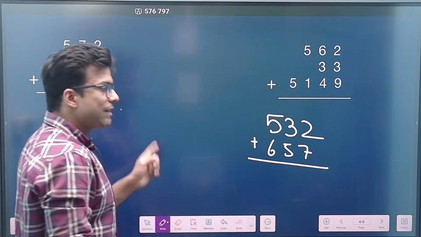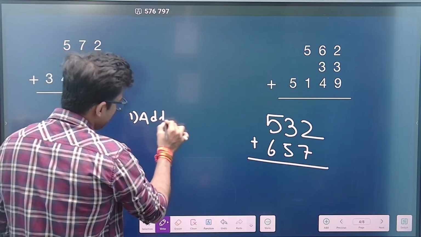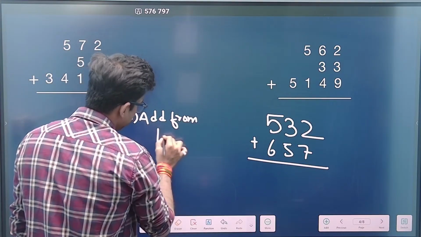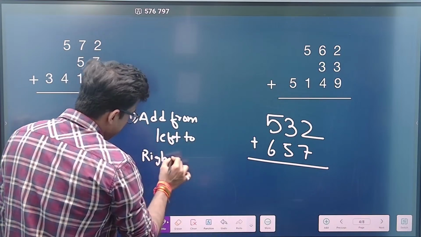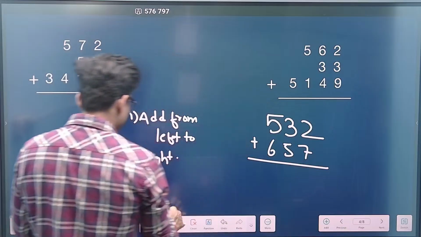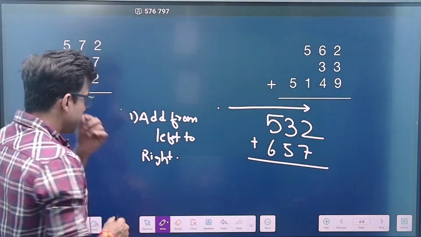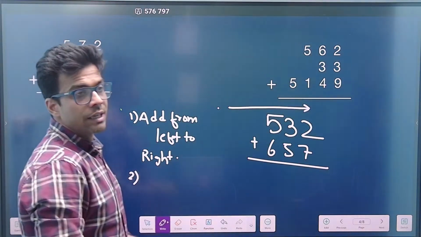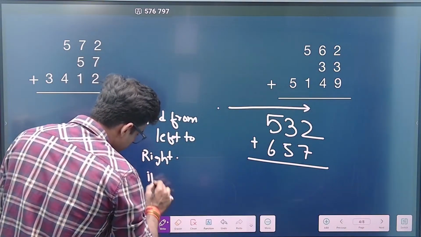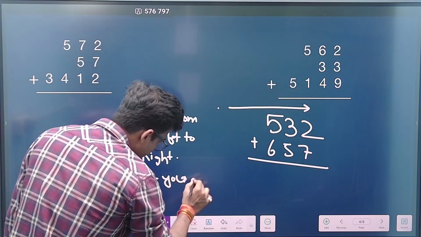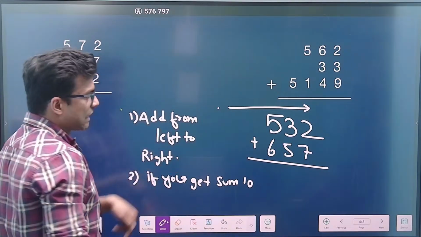First of all, always add. Vedic math says to add from left to right. That is the first thing. Go from this position, from here to here. Second, Vedic math says, if you get a sum of 10, switch to the left hand side digit.